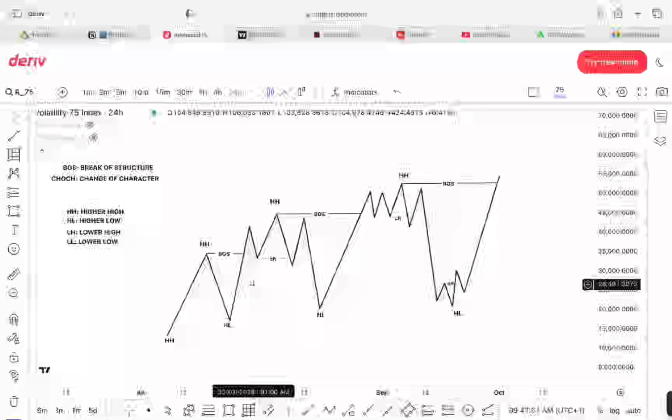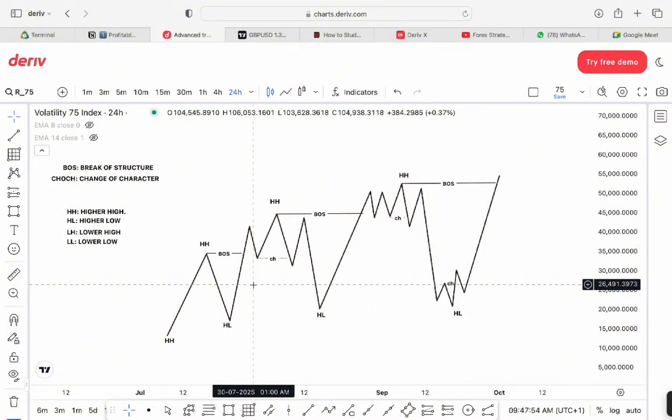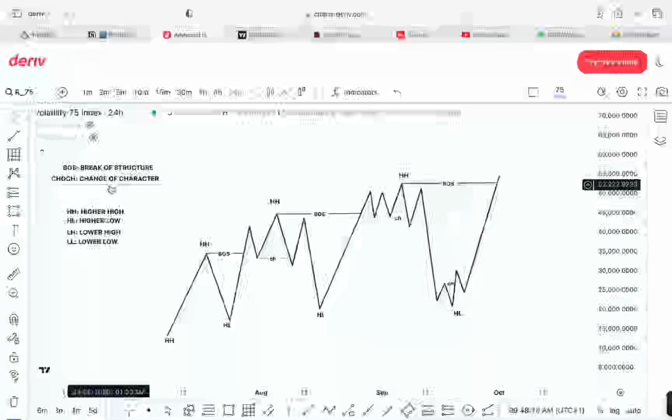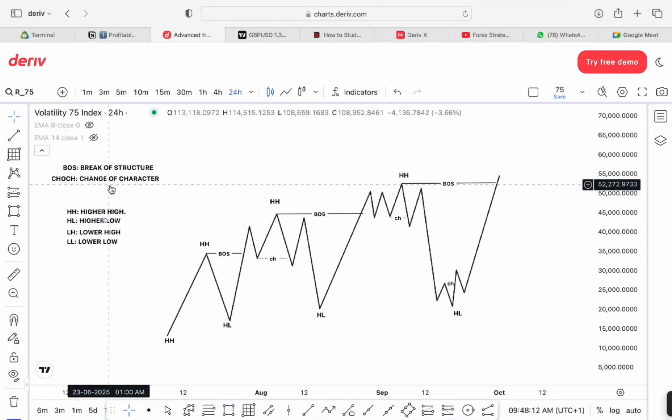That is how you anticipate it. Okay? So we have said after a break of structure, we expect a pullback. Now, how do we expect this pullback? We expect it using change of character. Alright? Okay. Now let's dig into the downtrend.